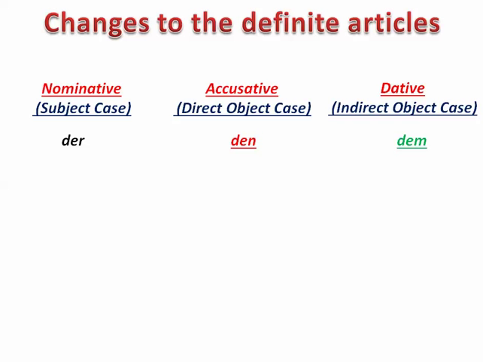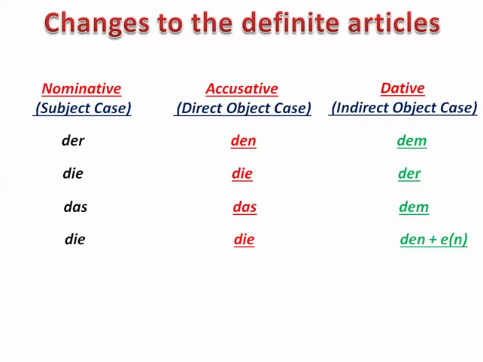Okay, so if we take our masculine definite article, der in German, the nominative will change to den in the accusative, and the dative will be dem. The feminine article, die, will stay die in the accusative and change to der in the dative. The neuter article, das, will stay das, and then in the dative will change to dem. And then finally you have the plural, which in German, all nouns have a gender, der, die, or das, but when they become plural, that definite article is always die.